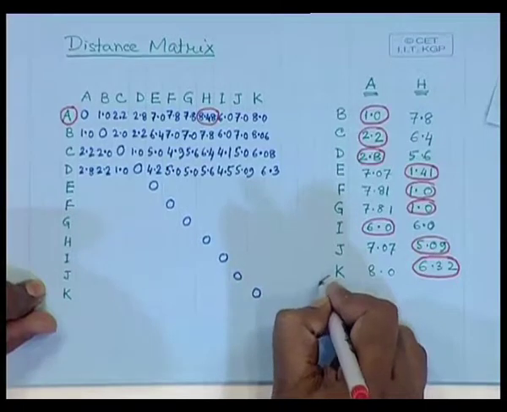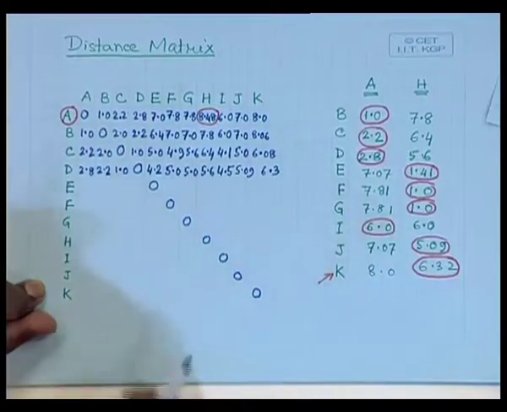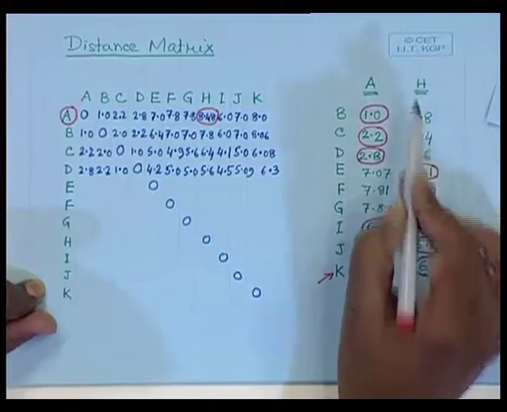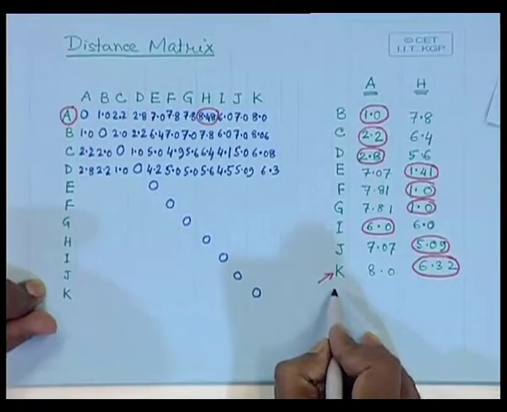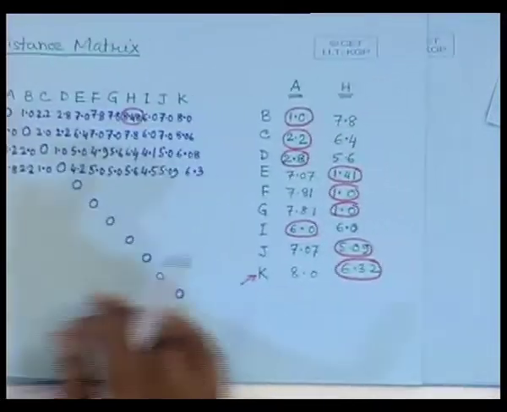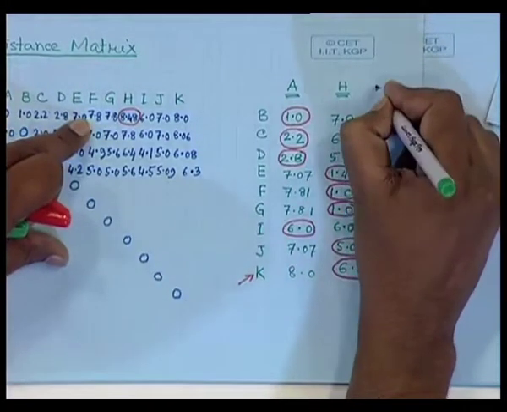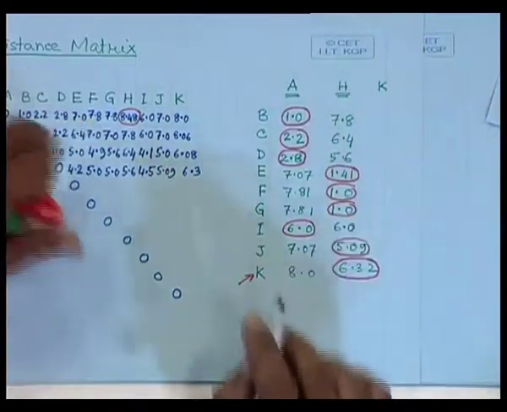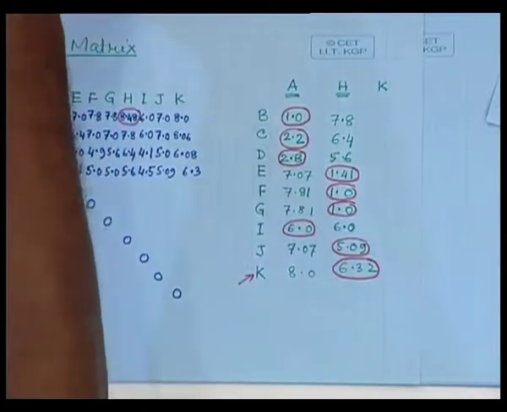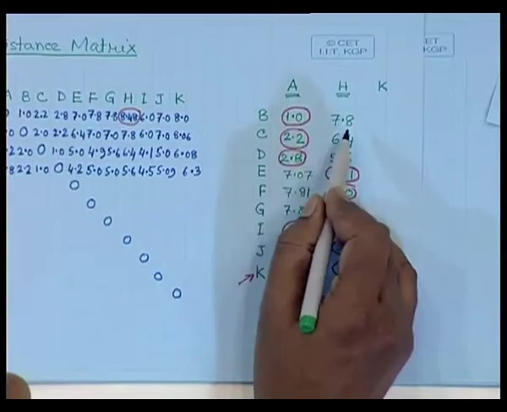So, this point K will be taken as the third cluster center. My first cluster center was A, the second cluster center was H, and the third cluster center is K. Once I have this third cluster center, let me include it also. I want to find the distances from all these points to the point K as well. I already have the distances for B and A, and B and H.